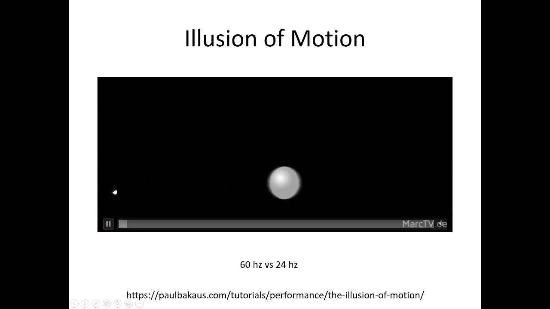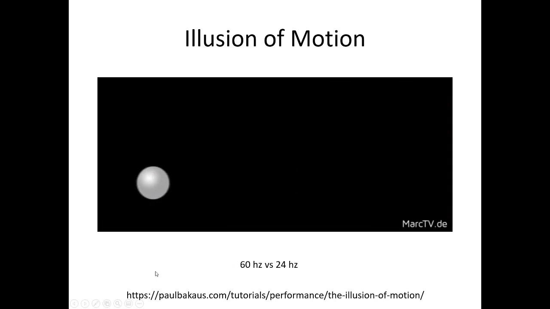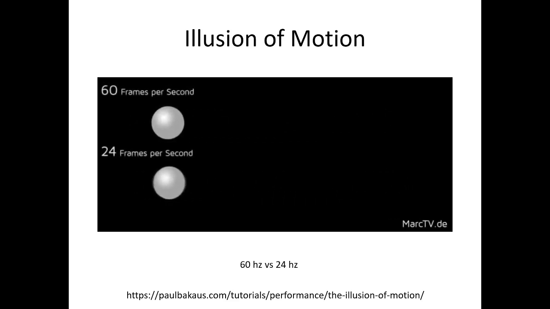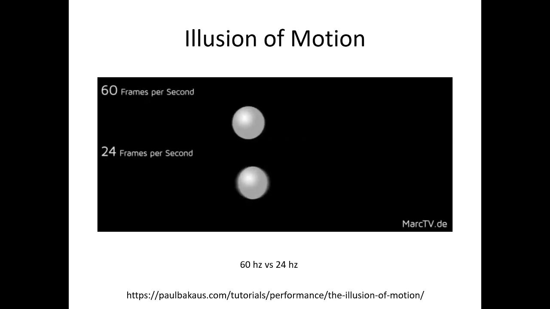So I see this ball moving at the bottom. I believe this ball is moving at 24 hertz, and then the top ball will start moving here in a second. Oh no, yeah, it is. Okay. So both balls are moving at the same physical rate. The bottom ball is moving at 24 hertz, and the top ball is moving at 60 hertz, or 60 frames per second.